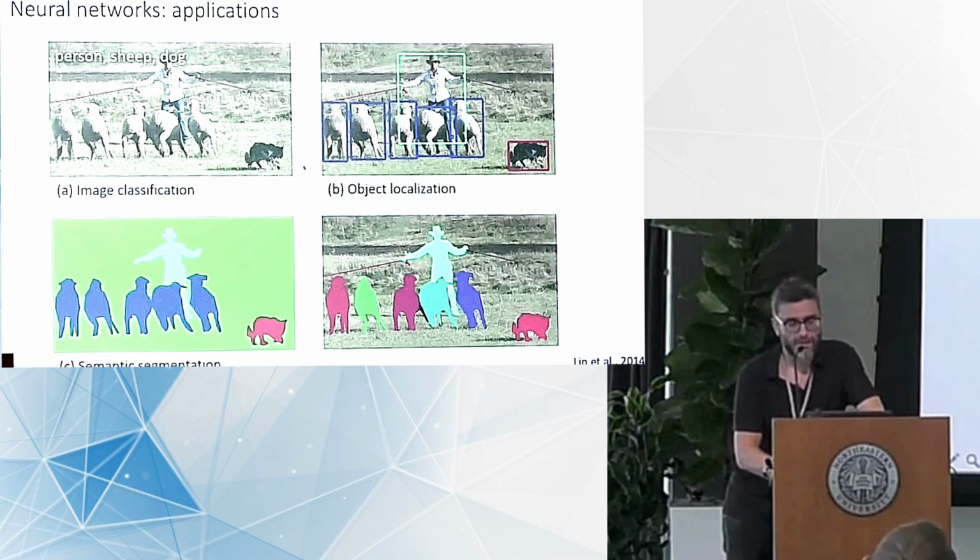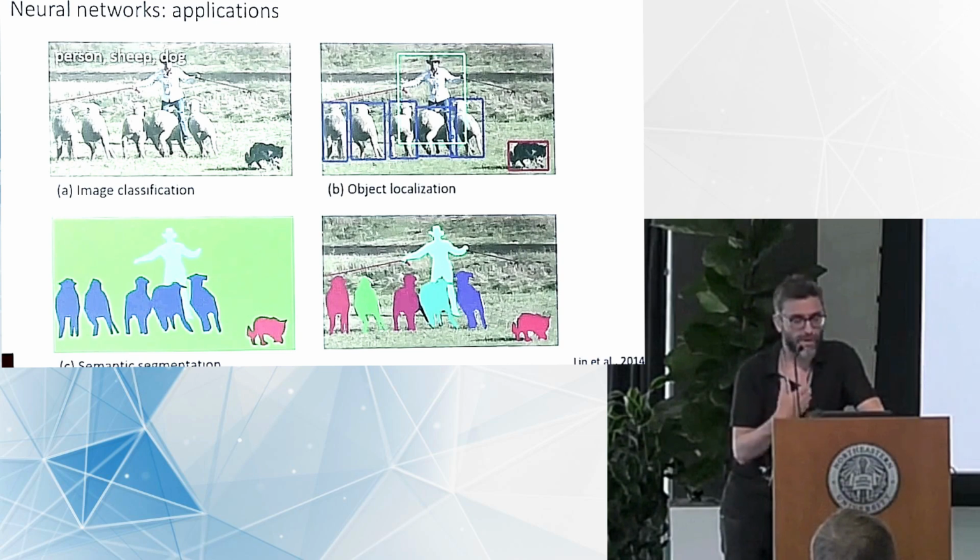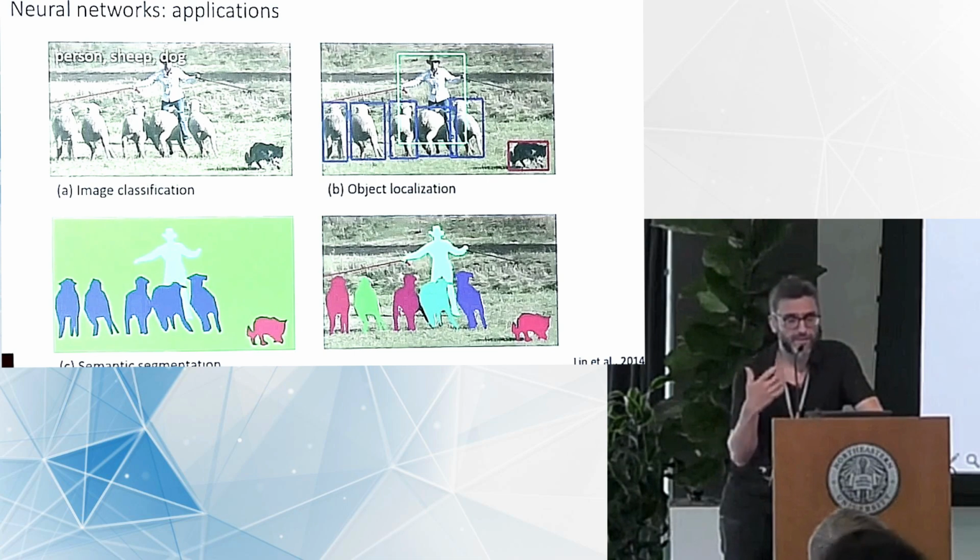Maybe a related problem would be object localization. Where are the objects in the image? Where are the sheep? Maybe you want to go a little bit further and you say, what are the objects and where are they in the image? So this is semantic segmentation. You can do all of these related but distinct tasks with the same sort of approach.